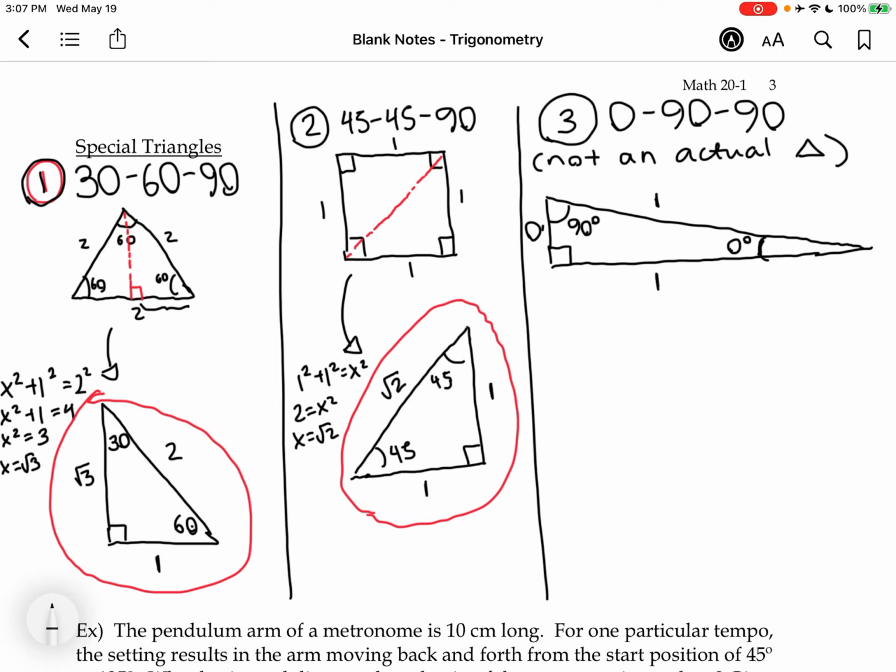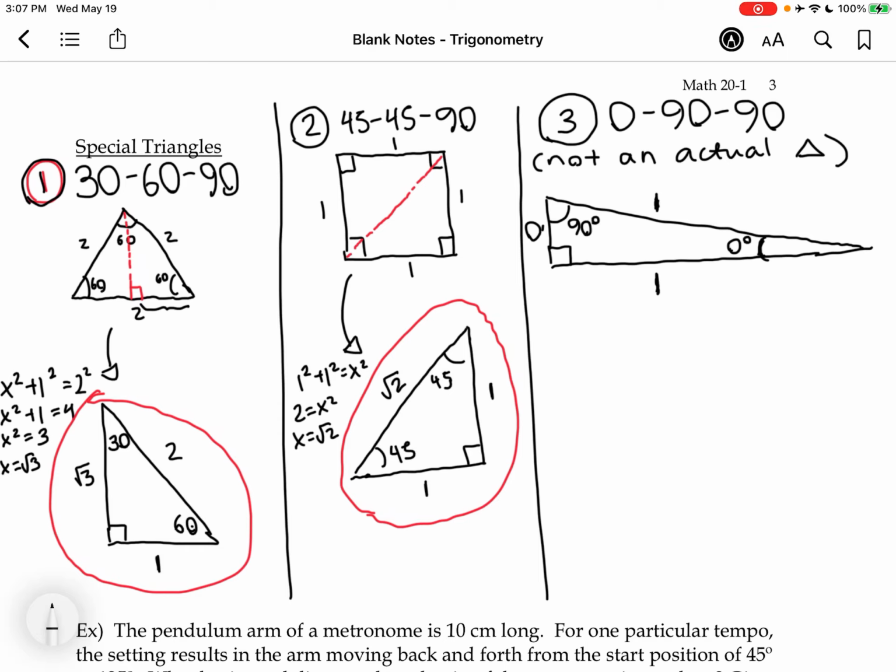And the opposite is 0, and the hypotenuse is 1. 0 over 1. The sine of 0 is 0. If I wanted to know the cosine of 0 degrees, I would go adjacent over hypotenuse: 1 over 1. The cosine of 0 happens to be 1. If I want to know the tangent of 0 degrees, I would go 0 over 1, opposite over adjacent. And it's also 0.